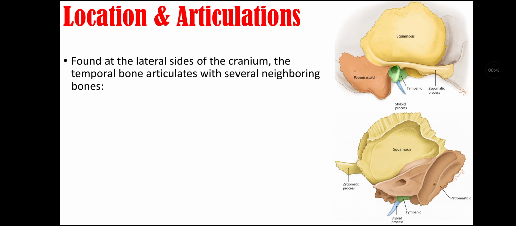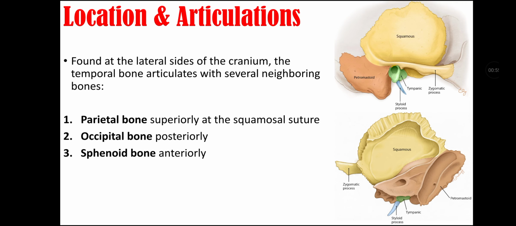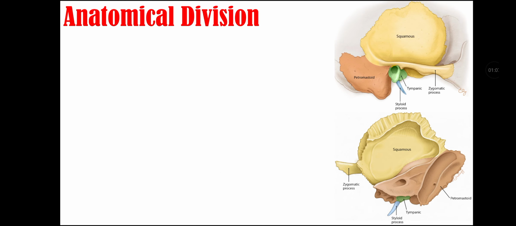Location and articulations of temporal bone. They are found at the lateral sides of cranium. The temporal bone articulates with the several neighboring bones. First, it articulates with the parietal bone superiorly at squamosal suture. It articulates with the occipital bone posteriorly. It articulates with the sphenoid bone anteriorly and also articulates with the zygomatic bone anterolaterally. It also articulates with the mandible inferiorly at the temporomandibular joint.